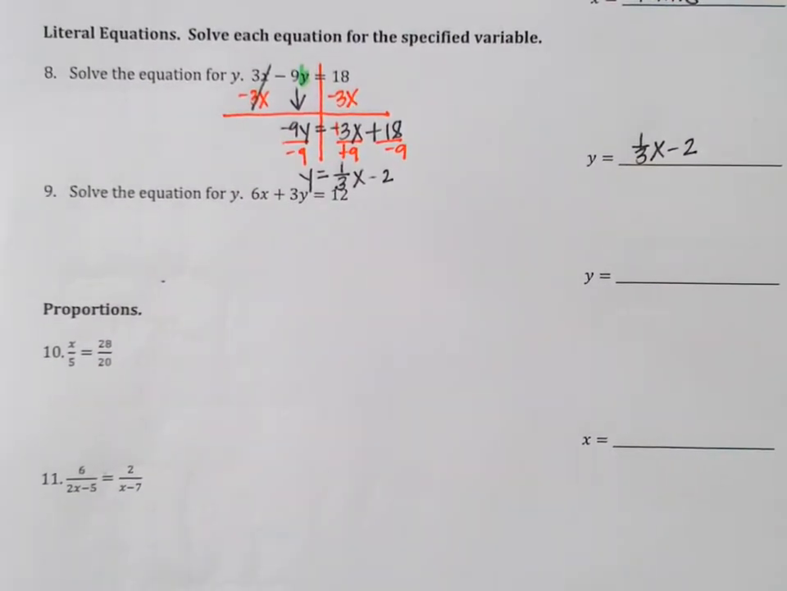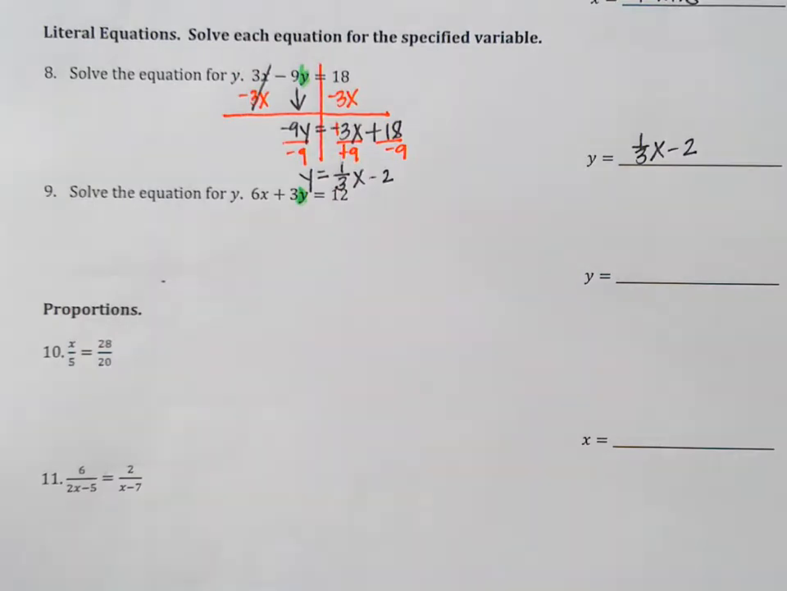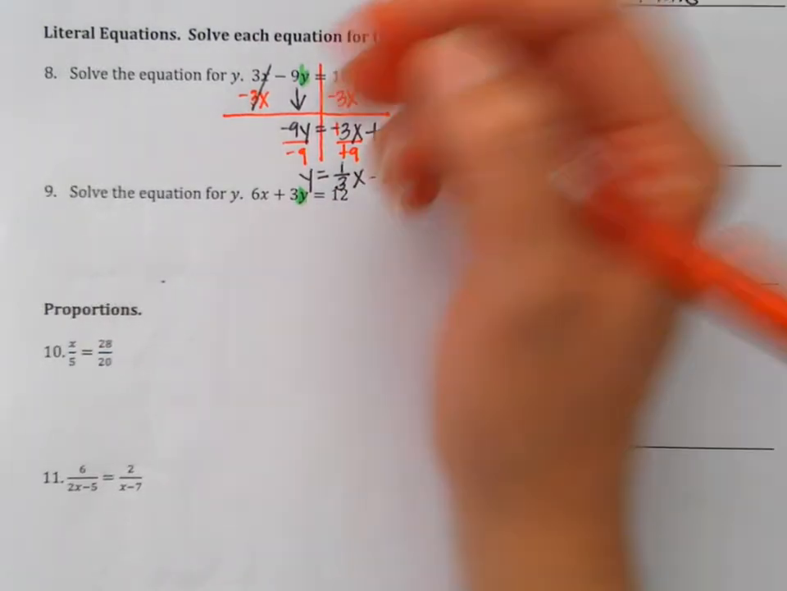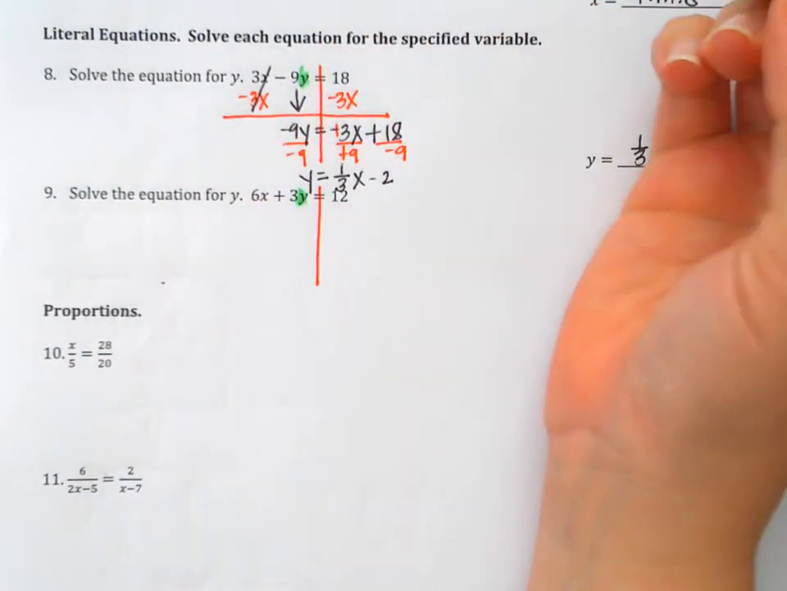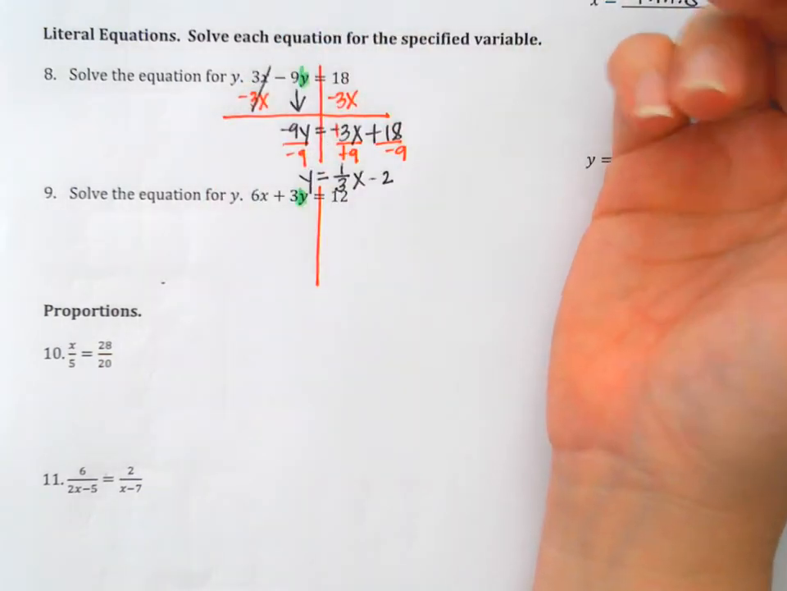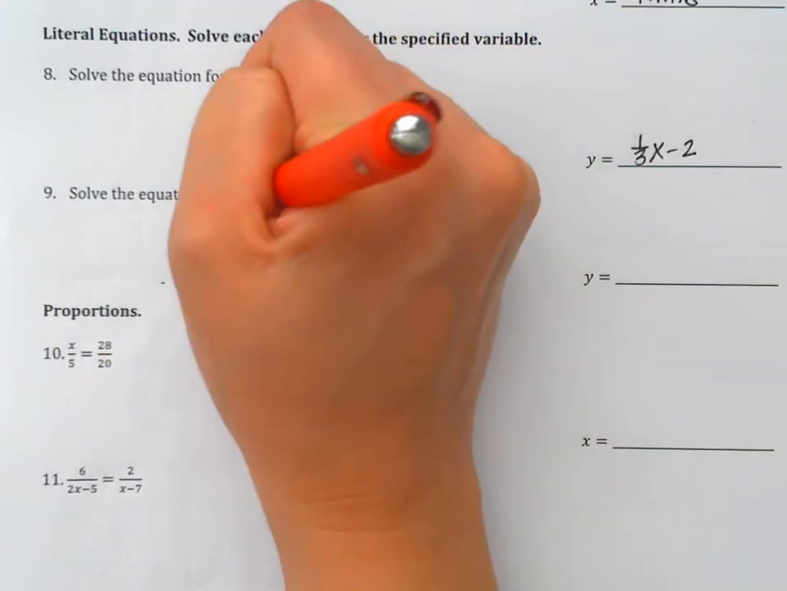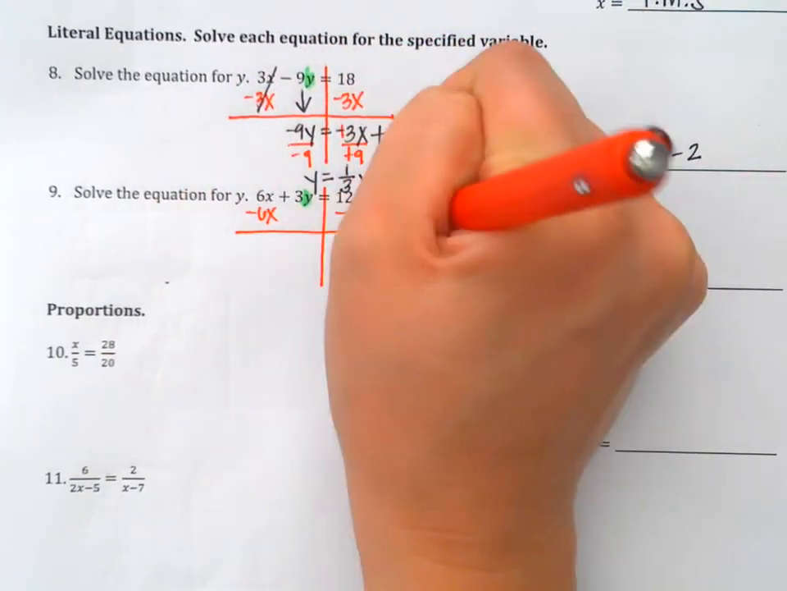Okay, so let's move on to number 9. Again, it's saying solve the equation for y. So that just means we're getting y all by itself. To do that, I'm going to undo anything that's being added or subtracted on the same side as the y. So 6x is being added because it's a positive. There's no sign. When there's no sign, it's plus. So I'm going to subtract 6x from both sides.